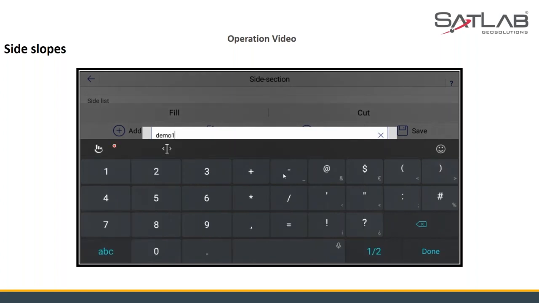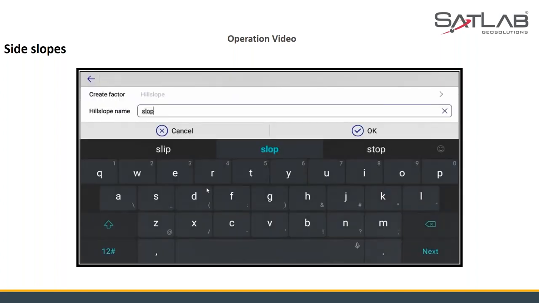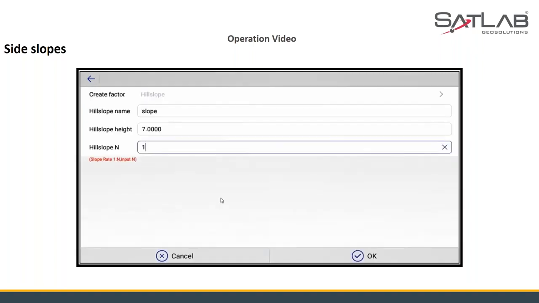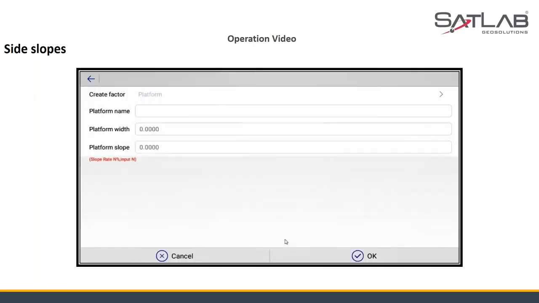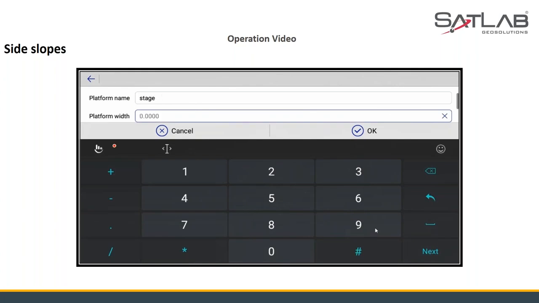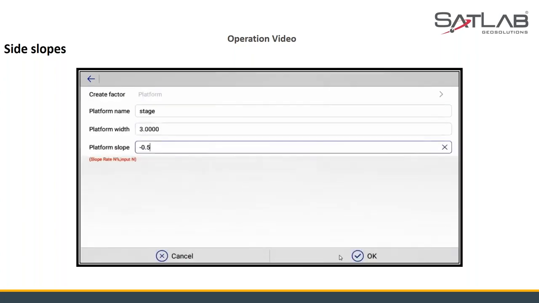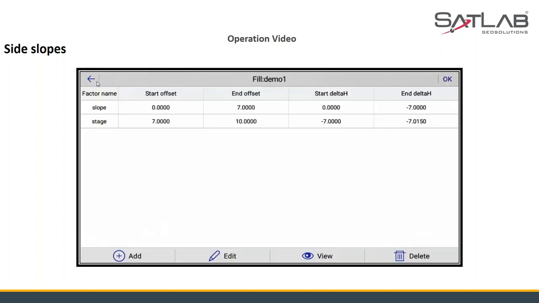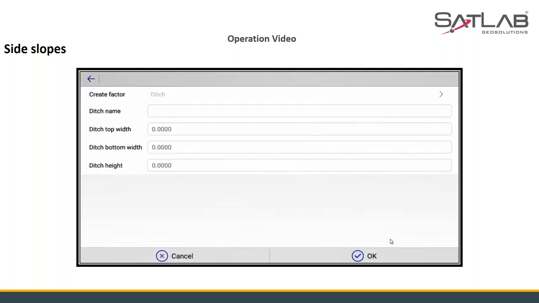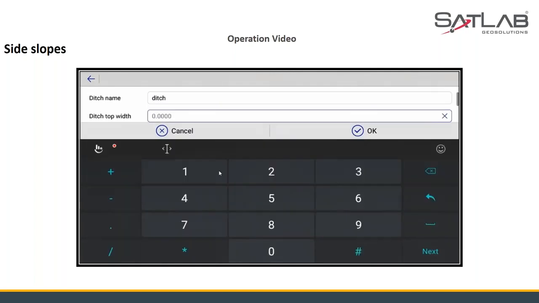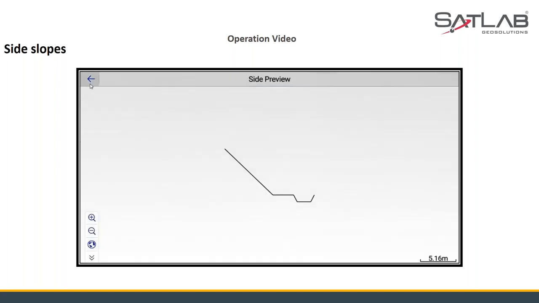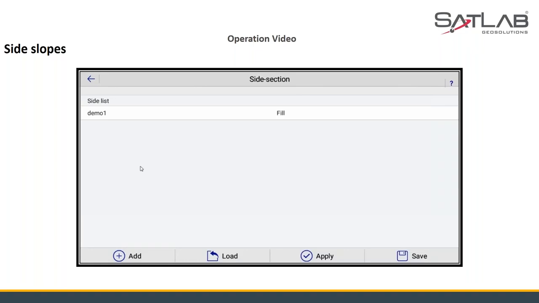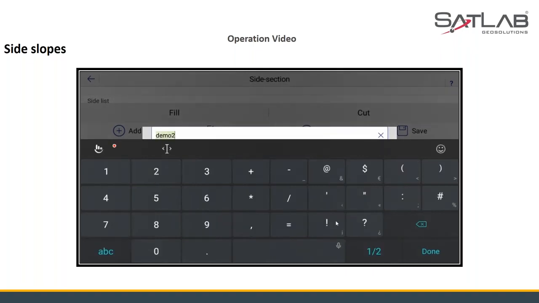In the side sections, I can add the demo one, that is, I can call it a cut. So I'm giving the fill slopes over here. Platform. So what I'm doing is I'm first designing my fill part, and after then I'm designing my cut part. Then we join these two things in your cross section. So, ditch width. There you go. Okay. First one is fill. Now I can add the cut one. The cut one is the same as demo two. And I'm going for the cut part. I'm giving the name. Simple and easy.